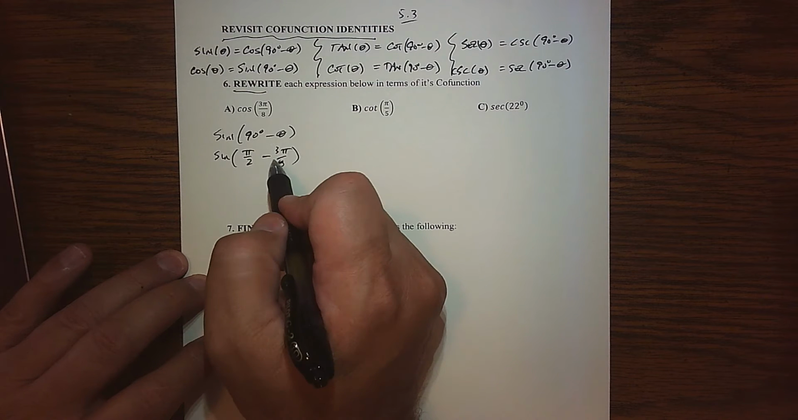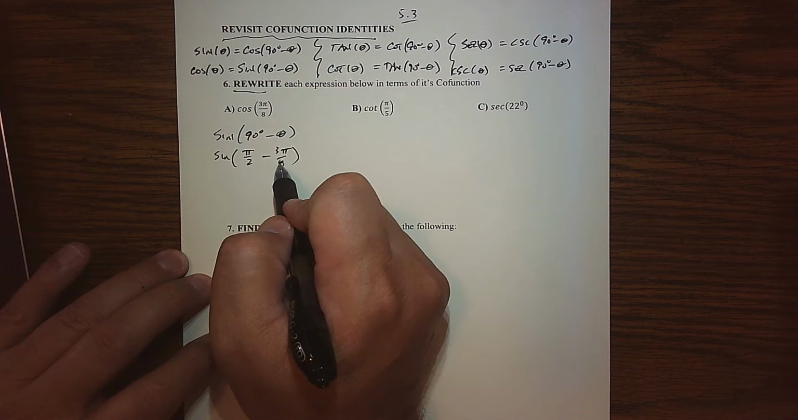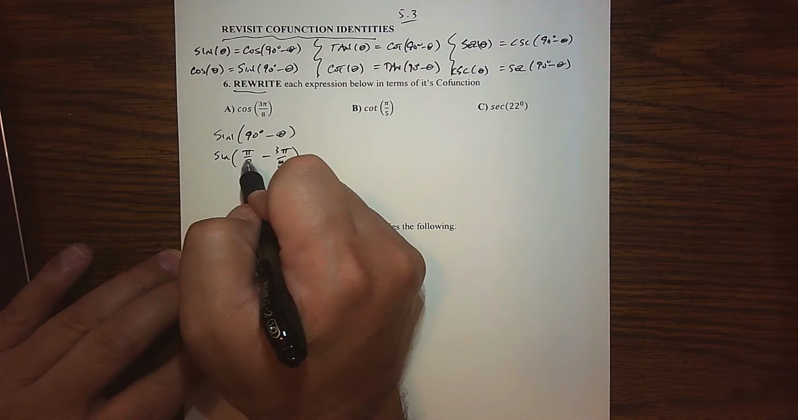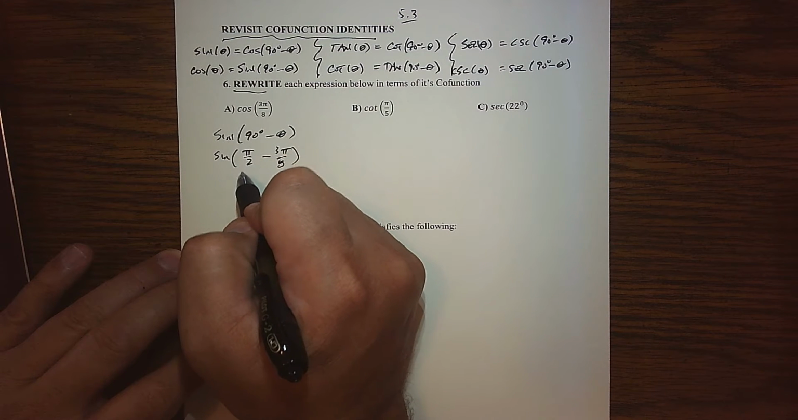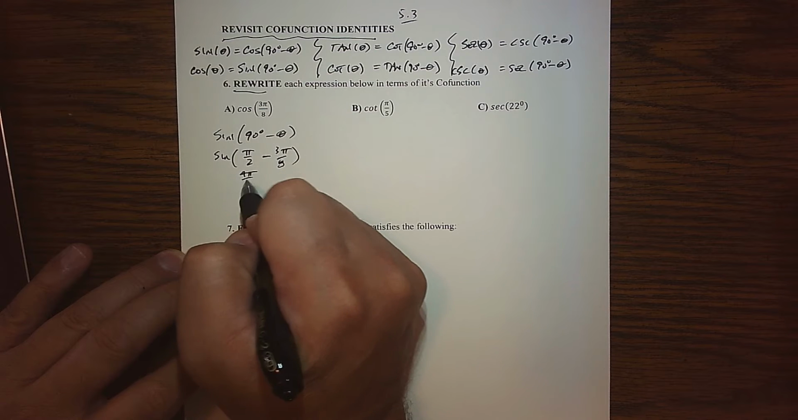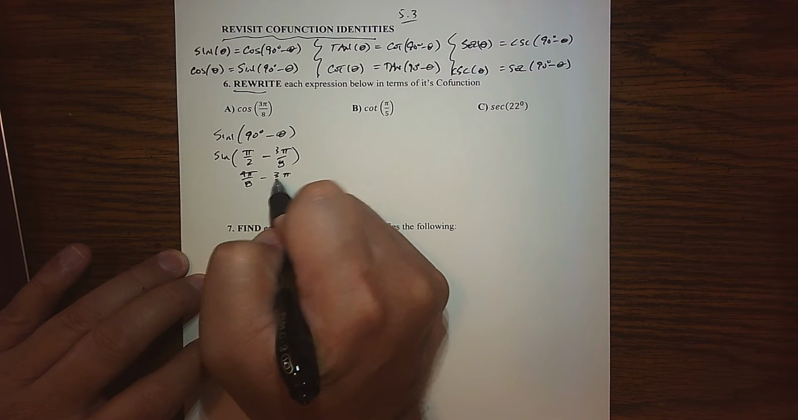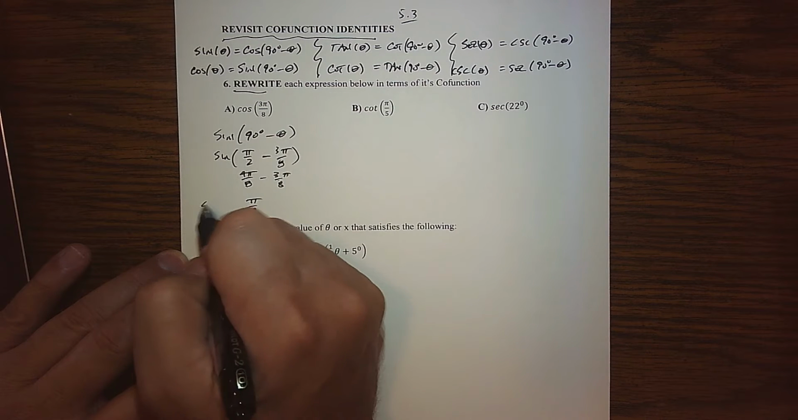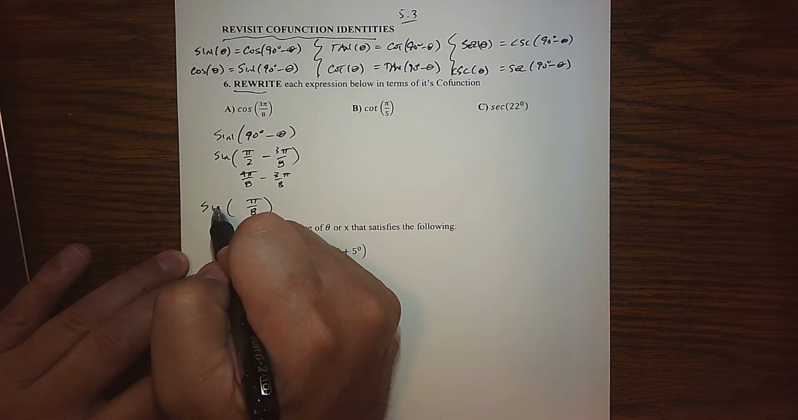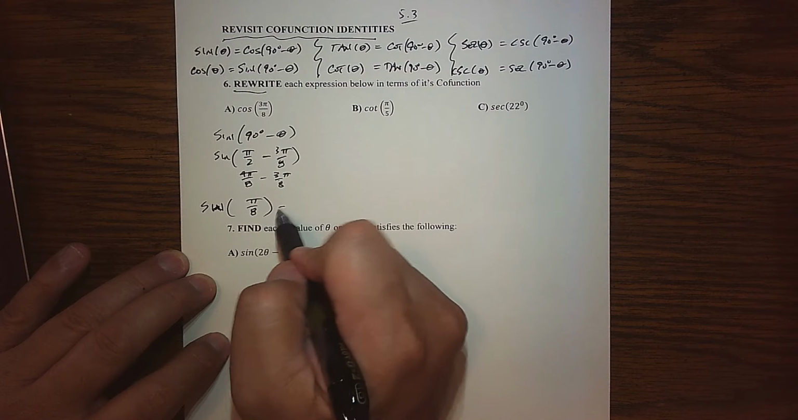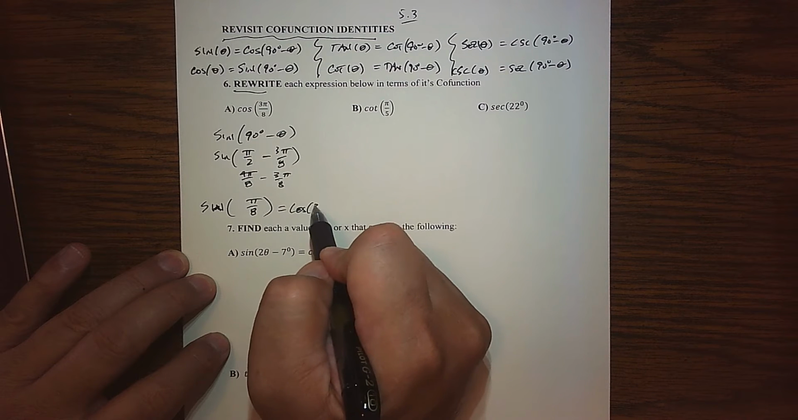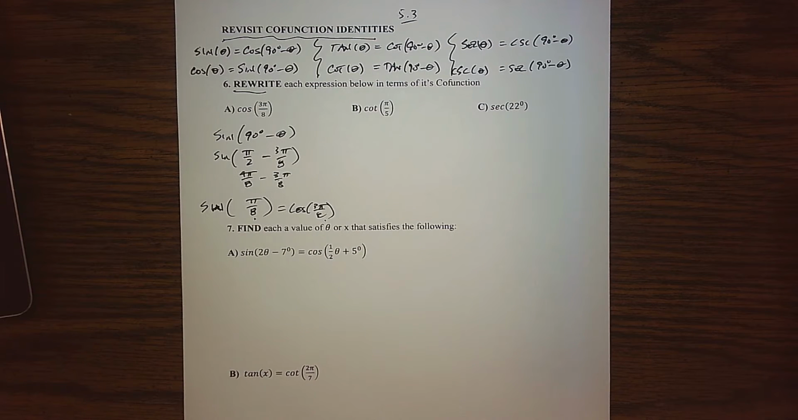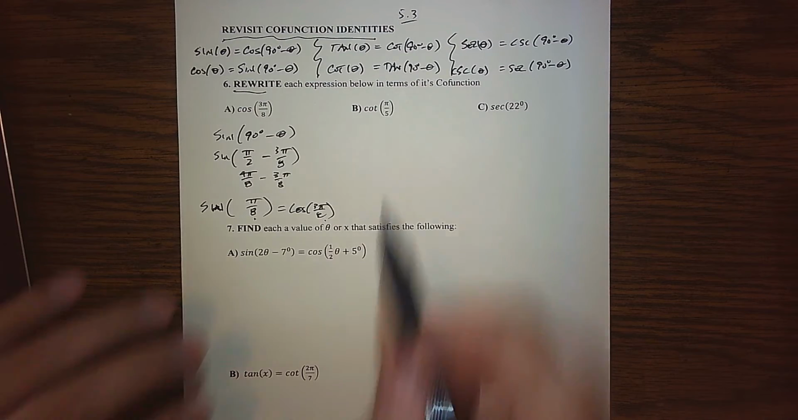pi over 8. In terms of fraction work now, the denominator is 8, so we need to multiply both top and bottom by 4. So this becomes 4 pi over 8 minus 3 pi over 8, which is pi over 8. So the sine of pi over 8 is equal to the cosine of 3 pi over 8, because pi over 8 and 3 pi over 8 are complementary angles. So there you have it.